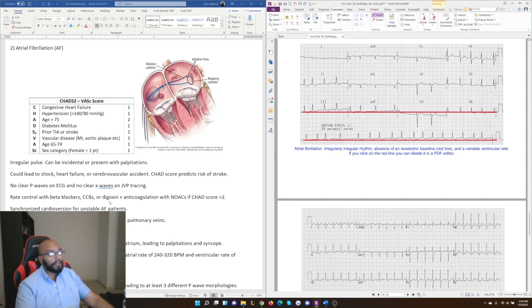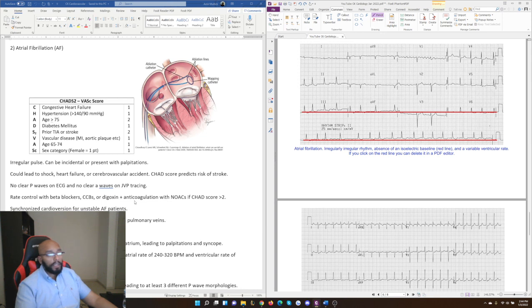You can use digoxin, especially if they have heart failure. Digoxin will be helpful. Synchronized cardioversion. So remember, synchronized versus desynchronized is a thing. We're going to see that soon enough. But synchronized cardioversion is what you want to do for patients with unstable atrial fibrillation.